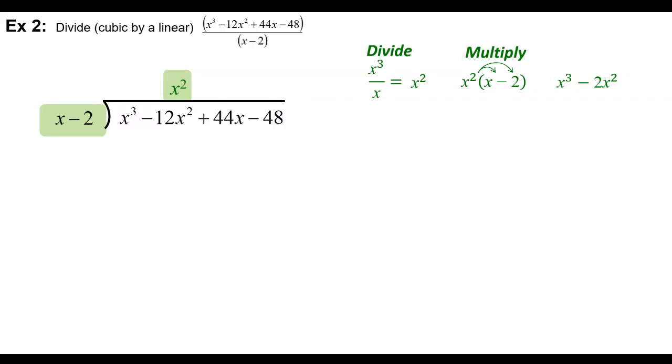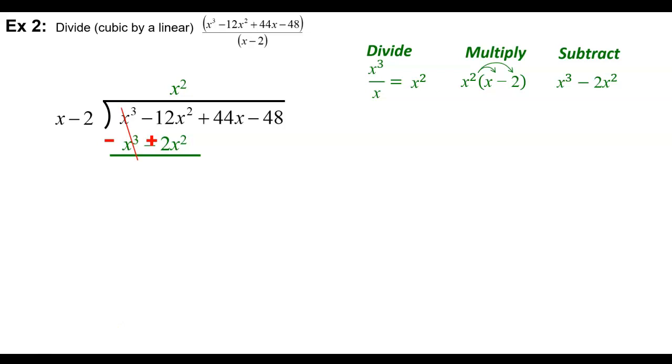Where am I going to write that? Underneath the dividend. So let's subtract this. So I rewrite it underneath right here. So I got the x cubes lined up. I got this lined up. Remember, you have to change the signs because you're subtracting. So this positive x cubed becomes negative. That minus 2x squared becomes plus 2x squared. If you forget to do that, things will not cancel out like they're supposed to. So again, change those signs. So x cubed minus x cubed cancels out.